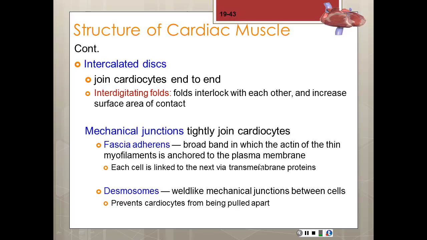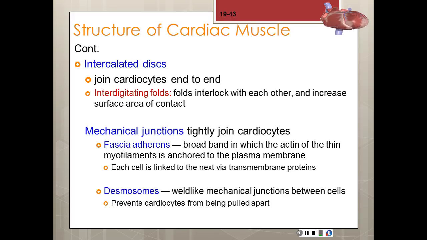Okay, so first, interdigitating folds. The plasma membrane is folded somewhat like the bottom of an egg carton, and the folds start to interlock with those of the adjoining cells. Now, mechanical junctions are where cardiocytes are tightly joined, and they have two junctions. They have the fascia adherens, and we have the desmosomes.